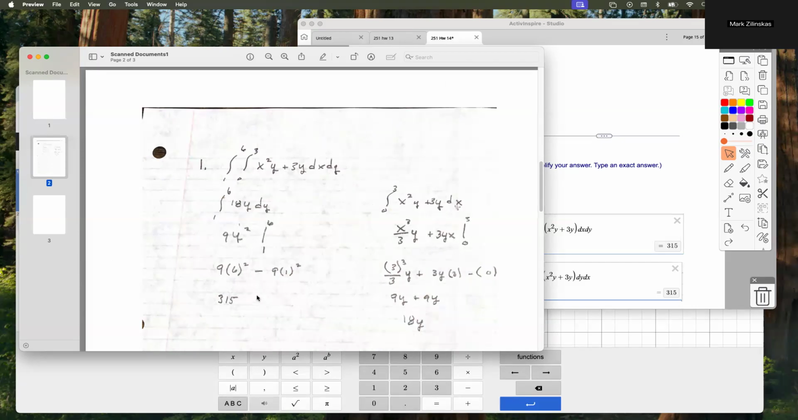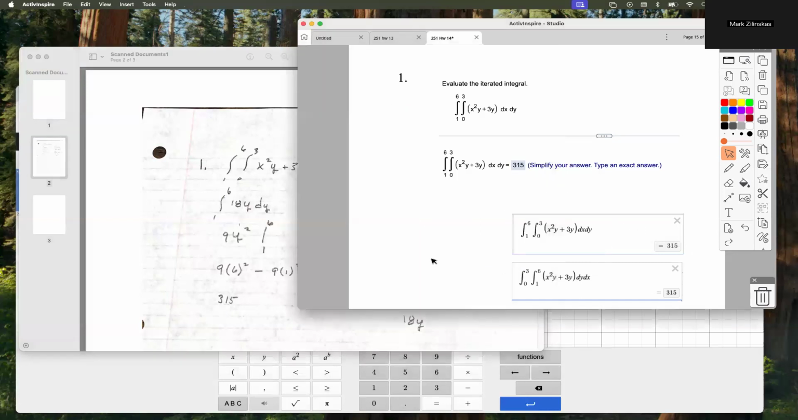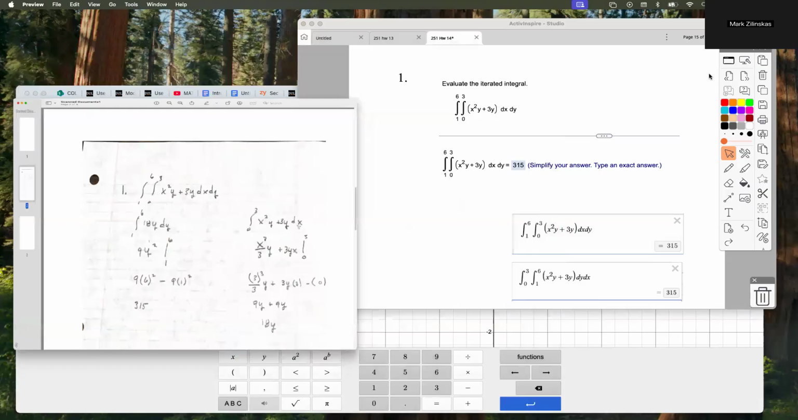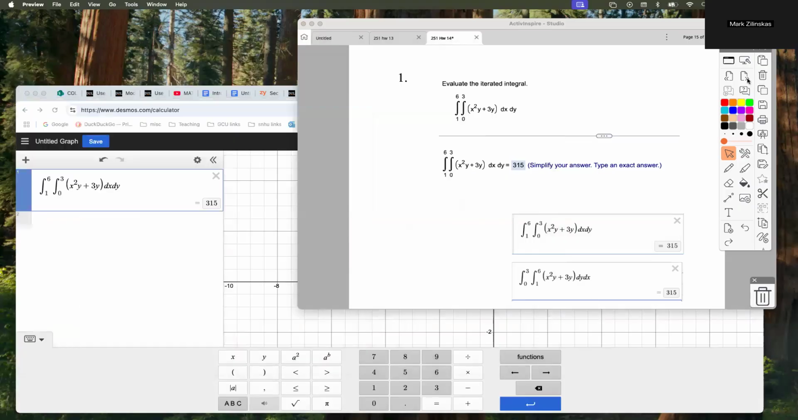315. Okay, so I think you would all agree that Desmos is a lot easier, just to type that in, but obviously we can do that. There are problems of that type with the fundamental theorem of calculus. Okay, so I'm going to get rid of this, and let's move on to our next example.